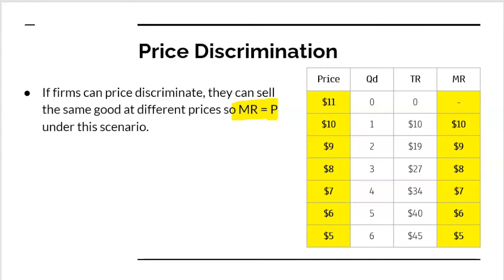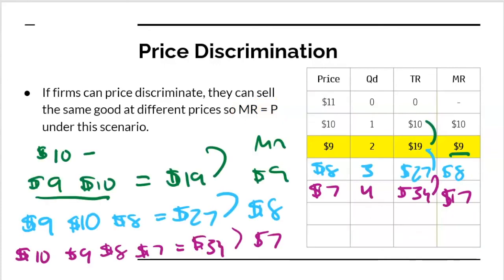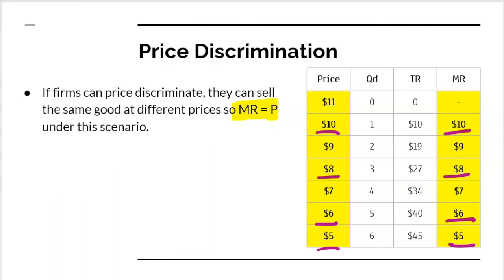As we can tell by our chart here, at $10, our marginal revenue is 10. At $8, our marginal revenue is 8. At $6, our marginal revenue is 6. At $5, our marginal revenue is $5. And that's all because the firm can price discriminate.